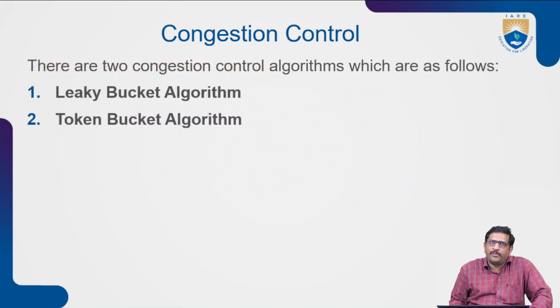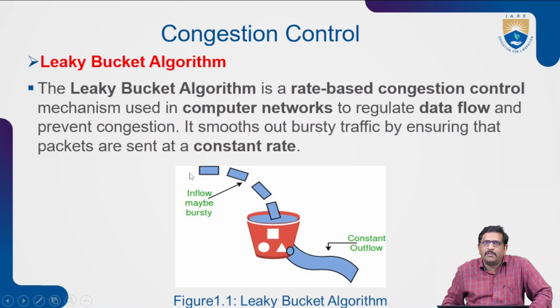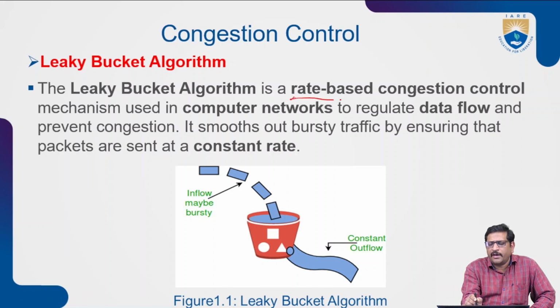Generally in computer networks, there are two congestion algorithms that can be used. With the help of these two algorithms, traffic can be transmitted very smoothly from the source machine to the destination machine over the communication media. The first algorithm is the leaky bucket algorithm, next is the token bucket algorithm. With the help of these, congestion can be controlled.